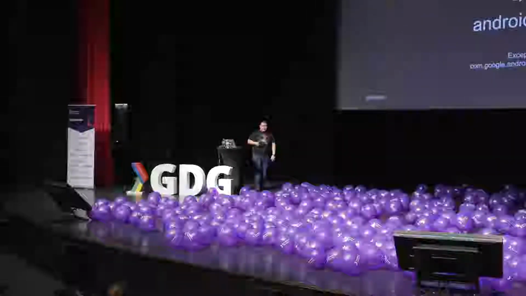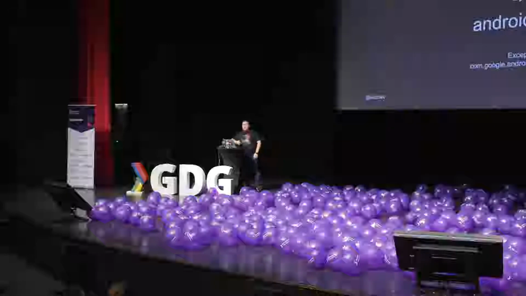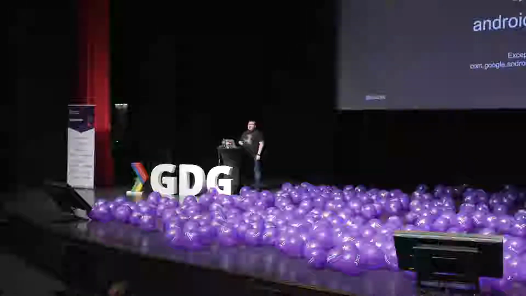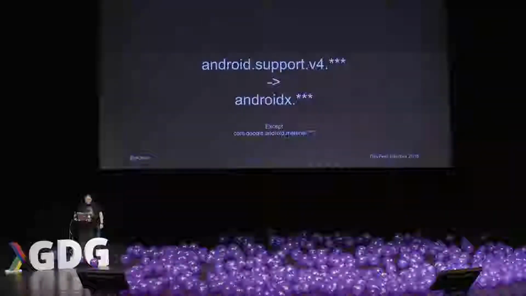They also introduced at I/O the new package names for this new Android Jetpack. It's called AndroidX. They're going away from the old naming structure they have with Android support, and so on and so on. There's only one exception: the material design components which you can use. That has the com.google.android package because it's really created by a different team and not directly by the Android team.